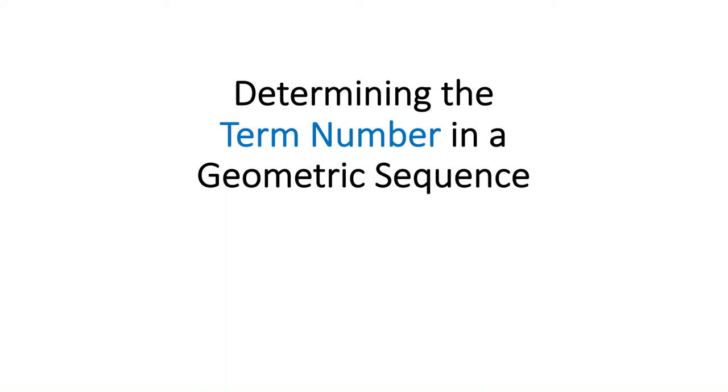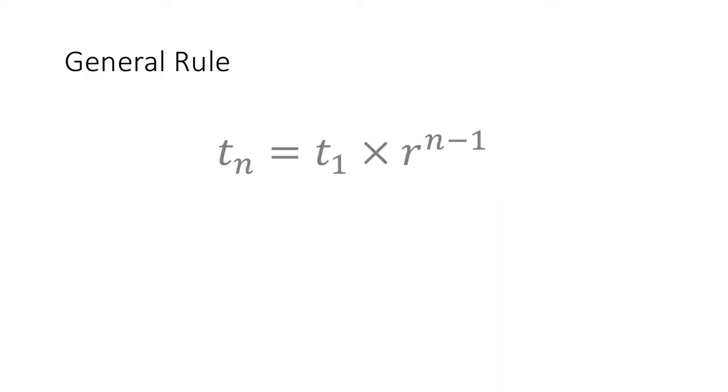This video is going to have a look at how we determine the term number of a value within our geometric sequence. The general rule for a geometric sequence that we are basing our calculation on is Tn equals T1 times r to the power of n minus 1. So the term value is equal to T1 times the common ratio to the power of the term number minus 1. And it is that term number that we are going to try and find in this example. Let's have a look at how we find that term number.